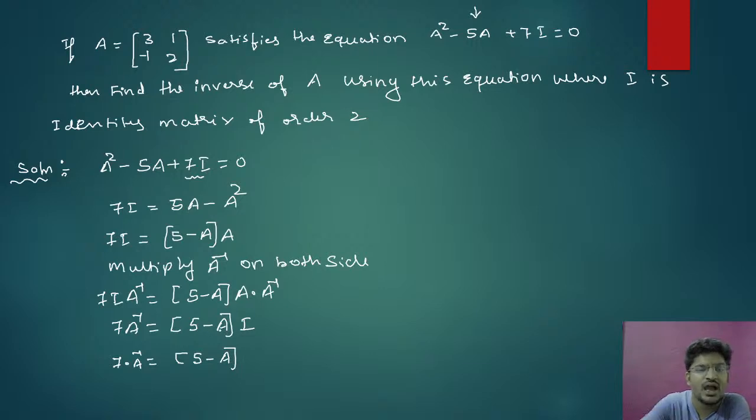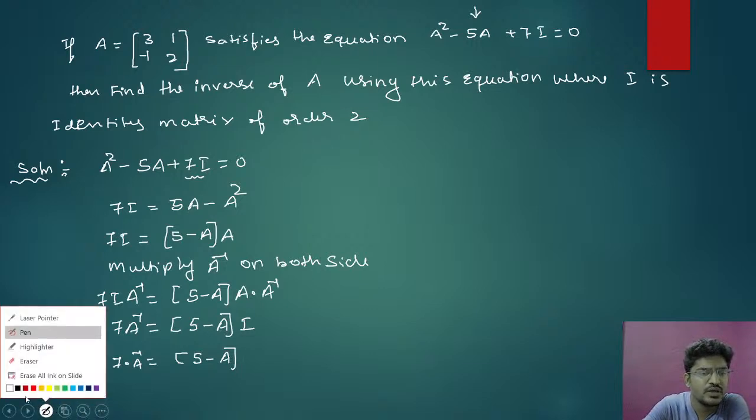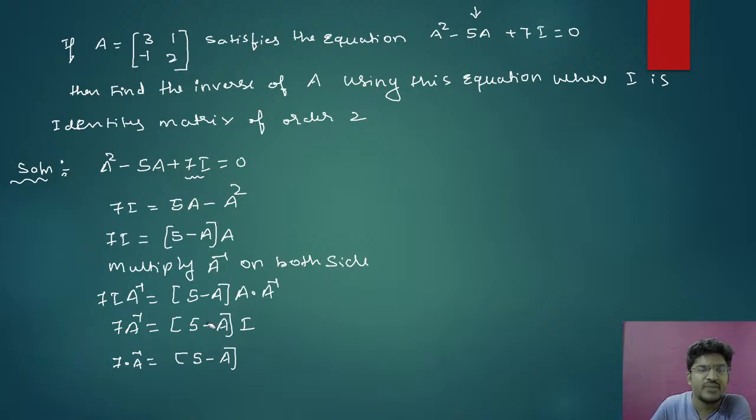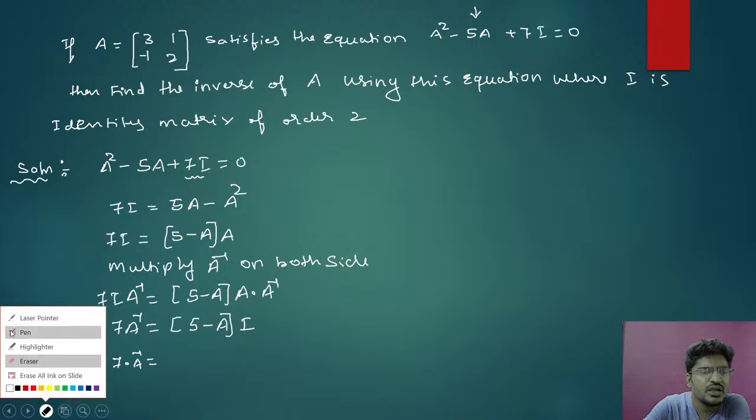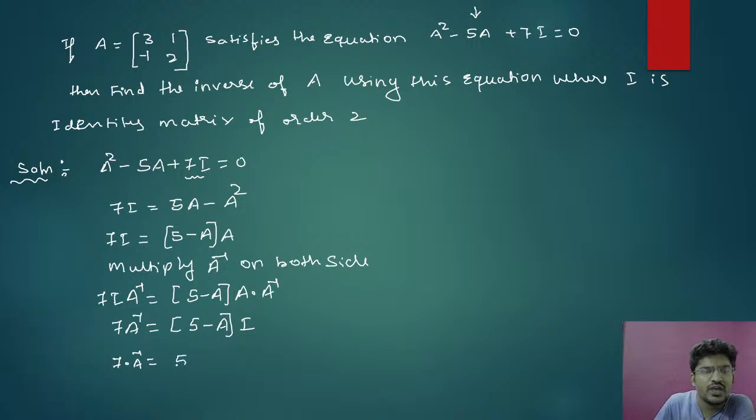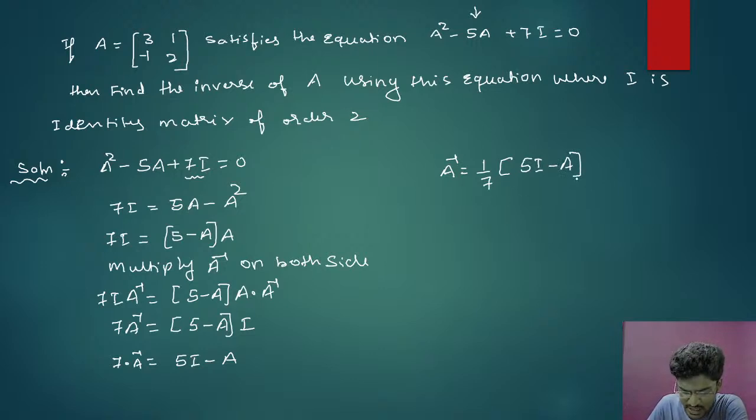You multiply the identity matrix inside the brackets. So it will be 5I minus A. You multiply this I inside the brackets, that will be 5I minus A. Therefore you see this A inverse will be equal to 1 by 7 into 5I minus A.